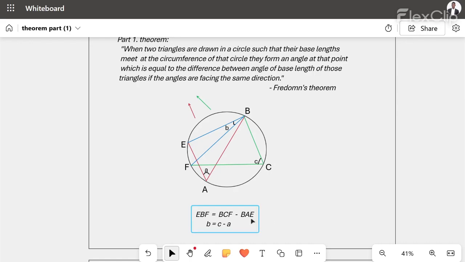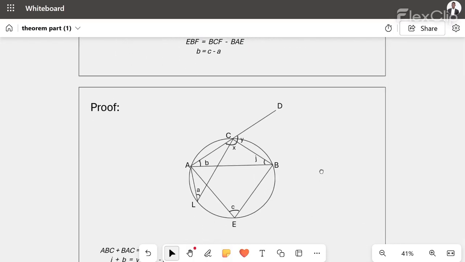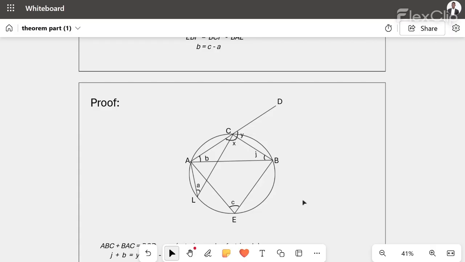Now, how do we get this theorem? How did this theorem come to be, and how true is it? That is what we're going to do in our next step. Our next step is to prove that angle B is equal to angle C minus angle A. If you look at this diagram, this is a simple diagram designed to prove that angle B is equal to angle C minus angle A.